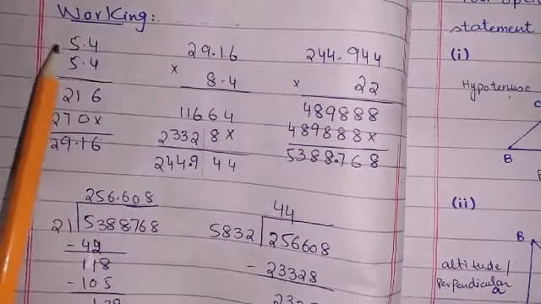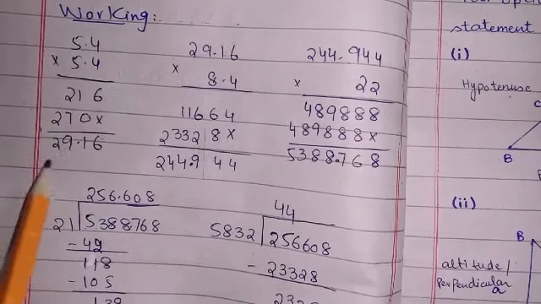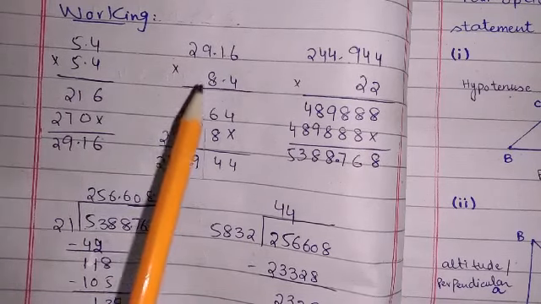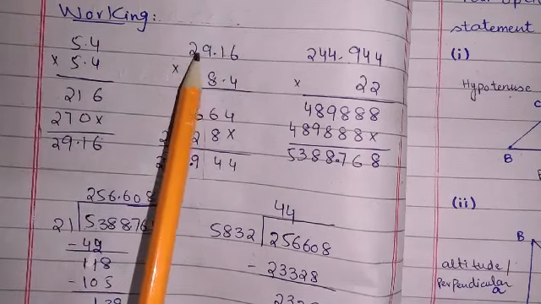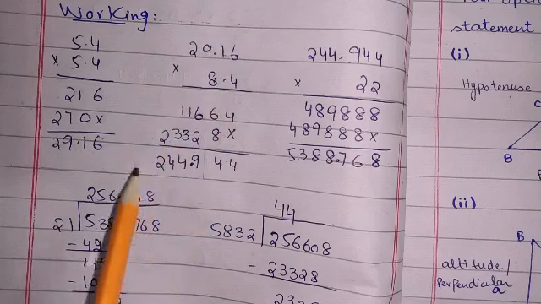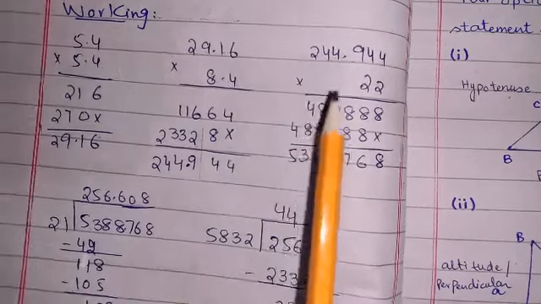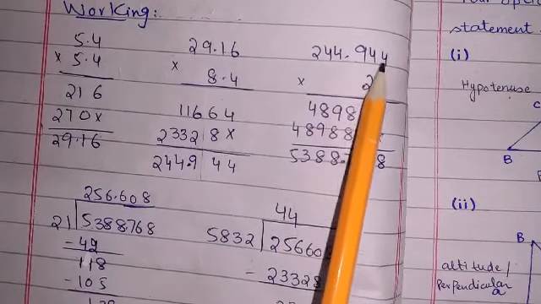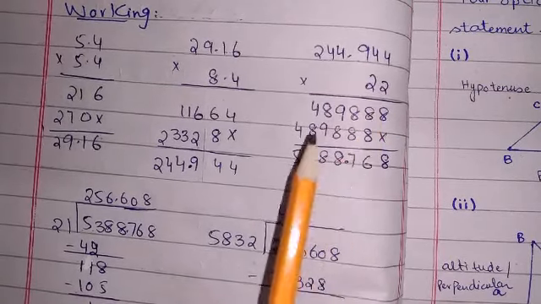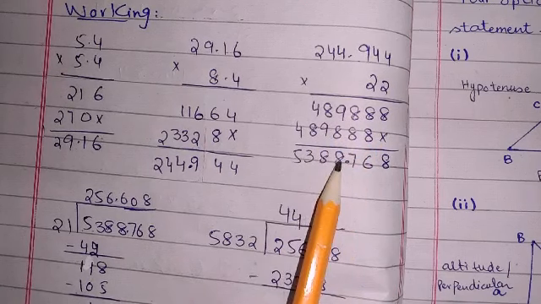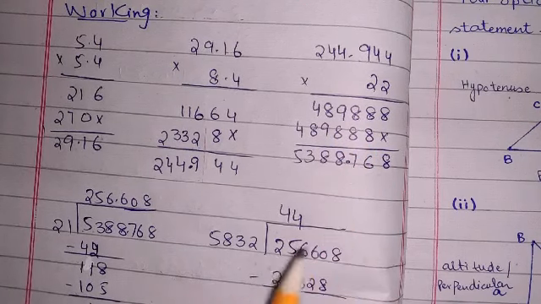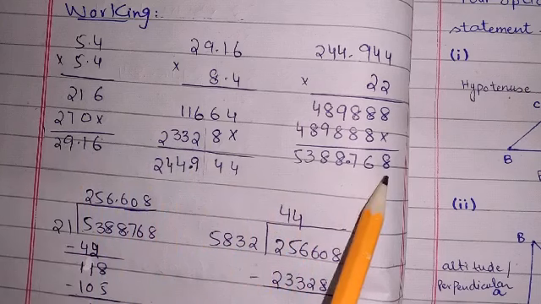Students, when we multiply 5.4 into 5.4 the answer is 29.16, and here when we multiply 29.16 into 8.4 we got 244.944, and when we multiply 244.944 into 22 we got 5388.768. These are the answers of our multiplication.